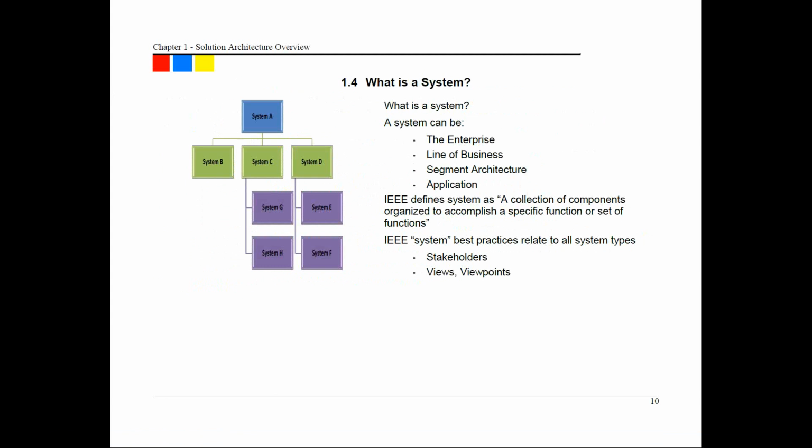So, we use a lot of these terms: system, subsystem, module, component, etc. We use them in a kind of cavalier fashion. But it's often useful to step back and do some definitions. So what is a system? Well, a system is a term that can have a lot of meaning. We can use and misuse it in a lot of ways. It could be the enterprise, a particular line of business, a segment architecture, an architecture that applies to a particular section of the business, an application, whatever.